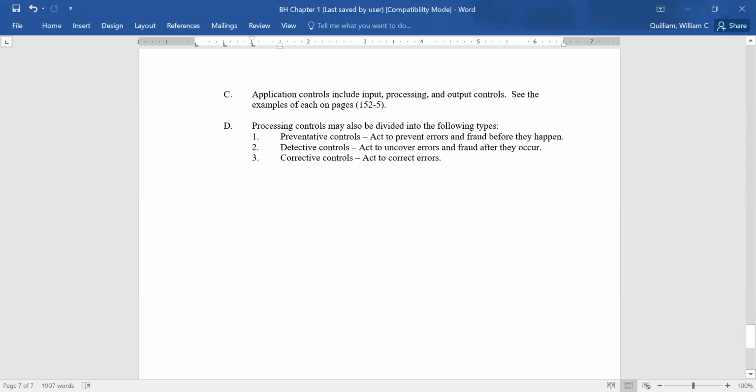Then application controls. They include input, processing, and output controls. There are examples of each in your book. Again, I'm not worried about those examples. Then processing controls may be divided into the following types, and these could be tested on the CPA exam. First of all, preventative controls. They act to prevent errors and fraud before they happen. So we would like to have strong preventative controls.